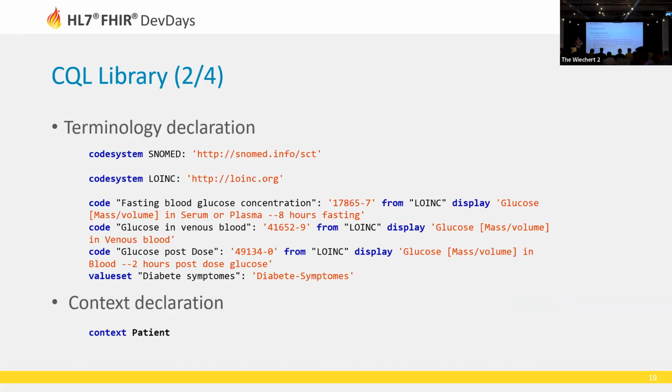Then what we need to do is declare all the terminology that we need. So you will find SNOMED links and the different codes and value sets that we talked about earlier. This will be used to identify the observations that are found in the patient medical record, so that you can extract them and apply your logic on those elements.